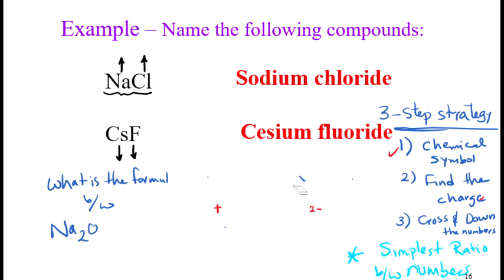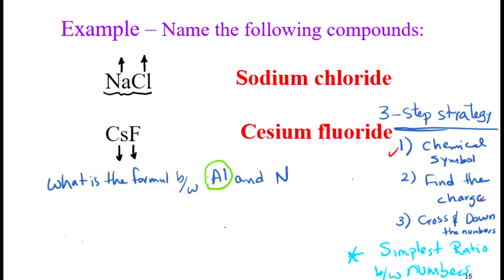So the question says, what is the formula between aluminum and nitrogen? Look here. What is the charge for aluminum? Al 3 positive. What is the charge for nitrogen? Group number 5, 5 minus 8, 3 negative.